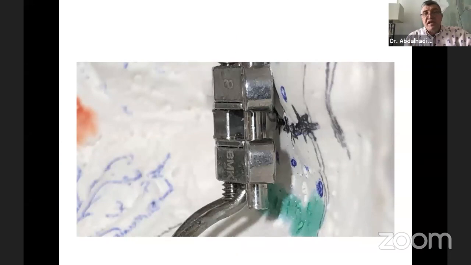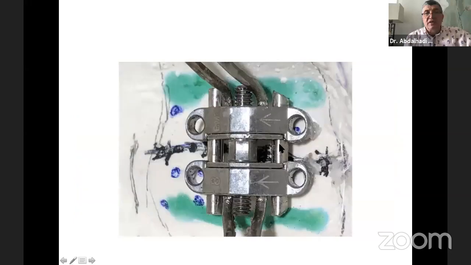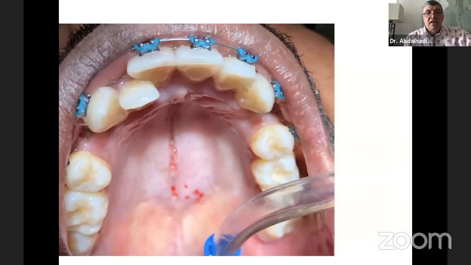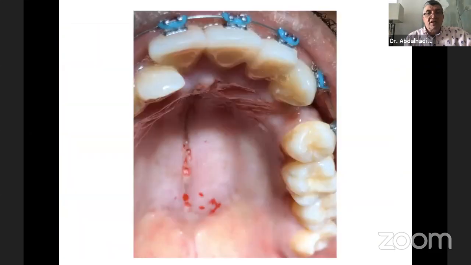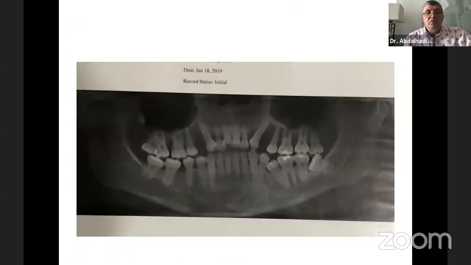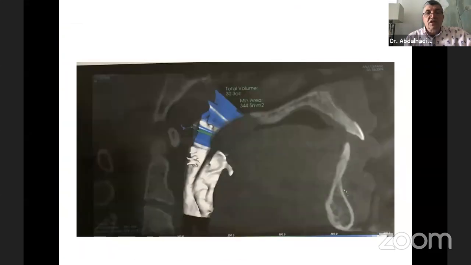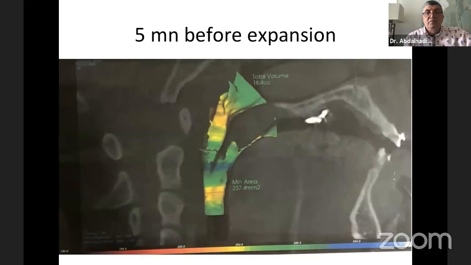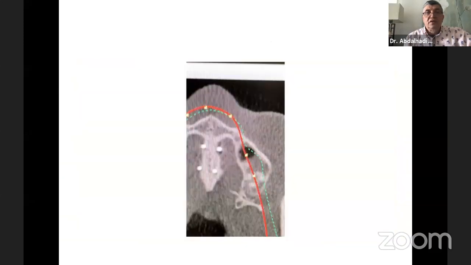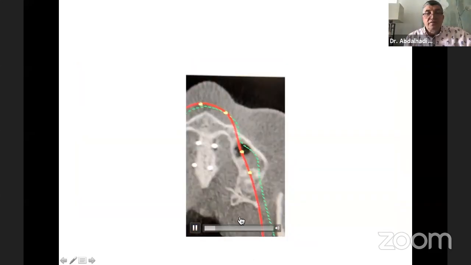You see the space under the Marpe to help to clean and not make pressure on the mucosa. Here is the perforation and the acupuncture, and we put the patient, and here is the airway before, and 5 minutes after. Then we can see also the opening of the suture.